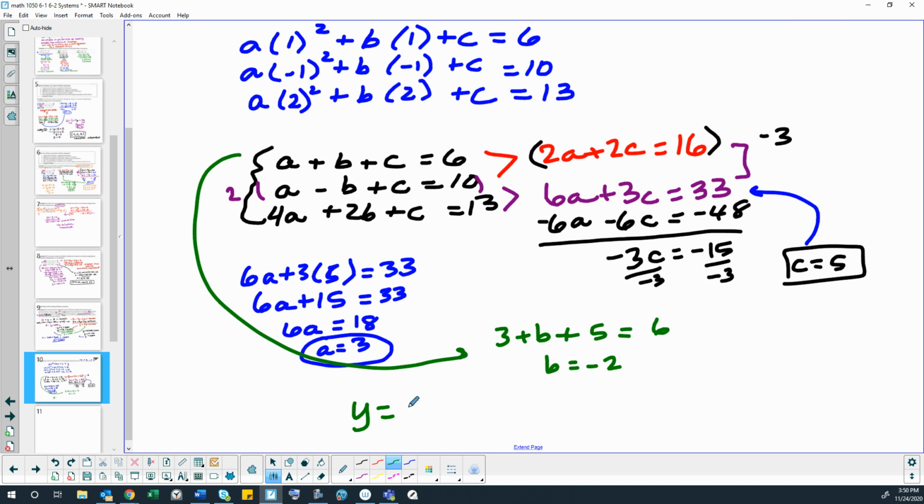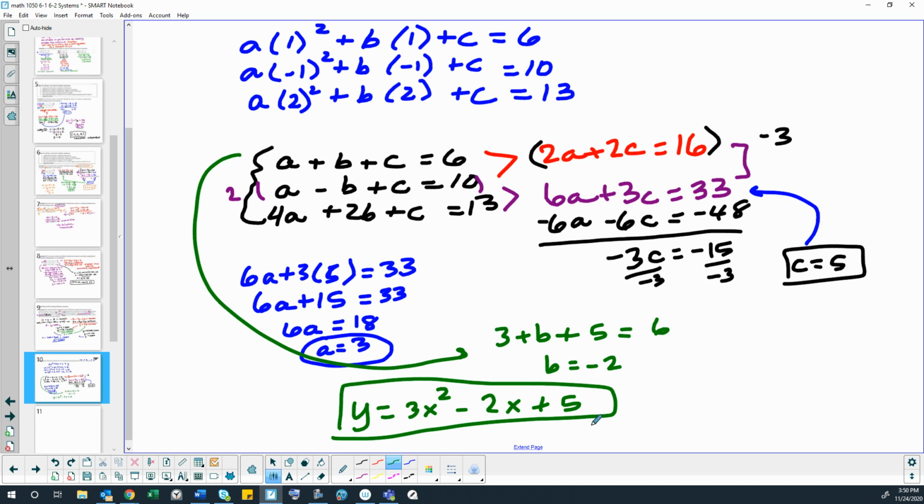Whew! I am ready to finish out my quadratic function. So y equals ax squared minus bx plus c. There it is, quadratic function going through those 3 points. Pretty cool.